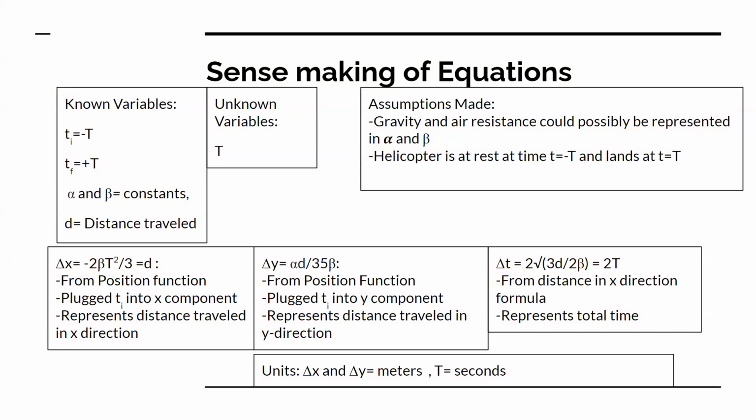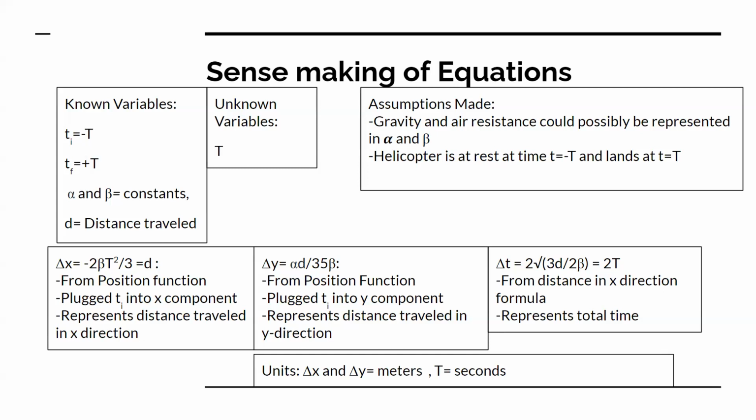The assumptions we decided to make for this problem are that gravity and air resistance could possibly be represented in alpha as well as beta, and the helicopter rests at time initial, or time minus t, and lands at time positive t.